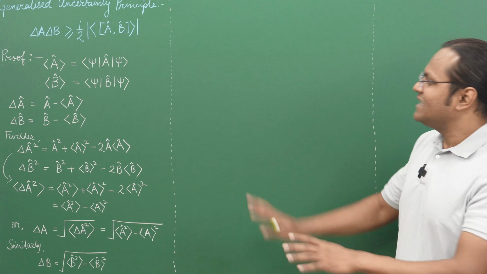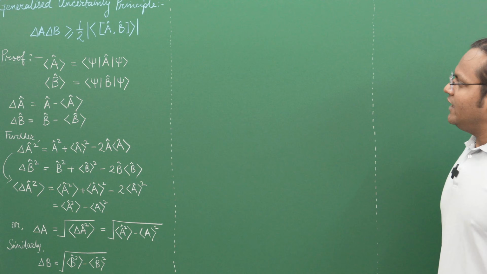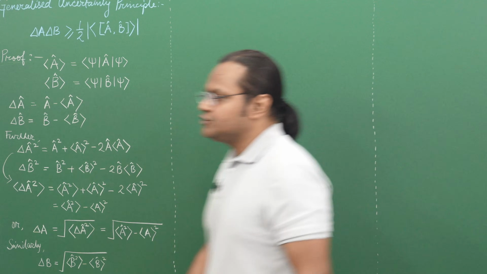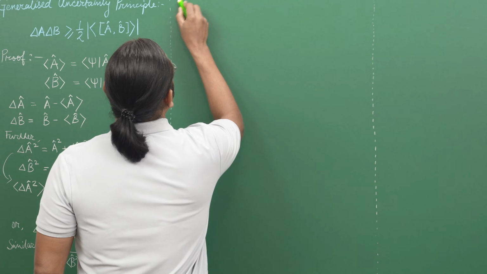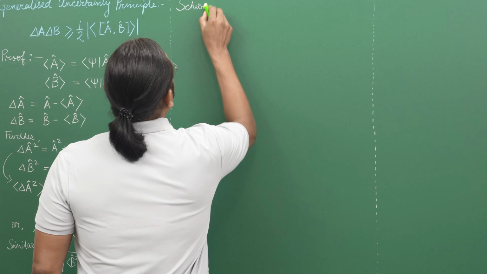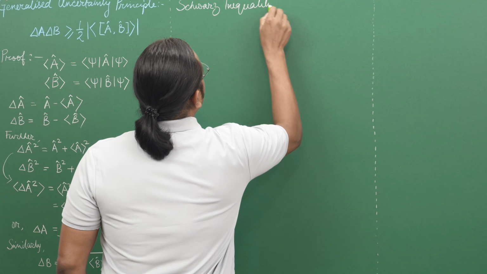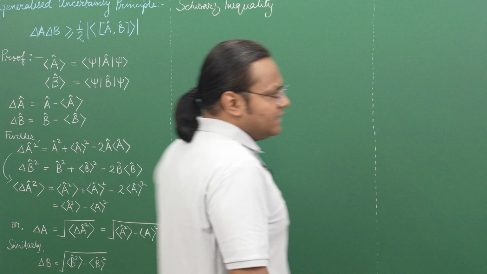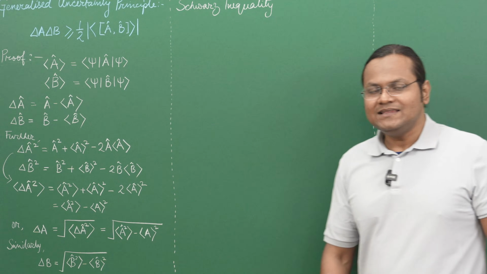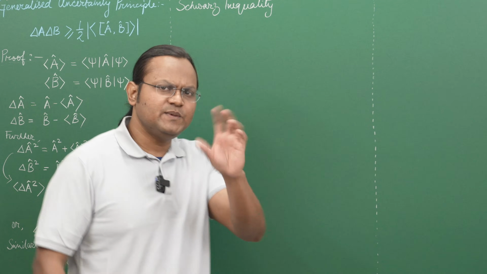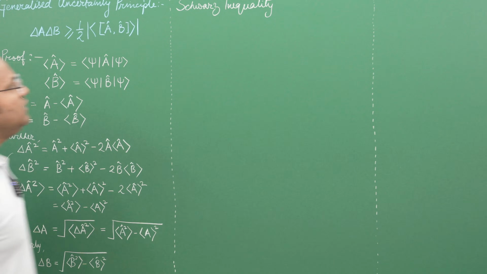Now, let's come to the actual proof. To find the actual proof of this particular expression, we are going to use something called the Schwarz inequality, also known as the Cauchy-Schwarz inequality. So this inequality is going to be useful for us in proving the general uncertainty principle. To understand this inequality, let me give you a specific example from vector algebra that many of you are going to be familiar with.